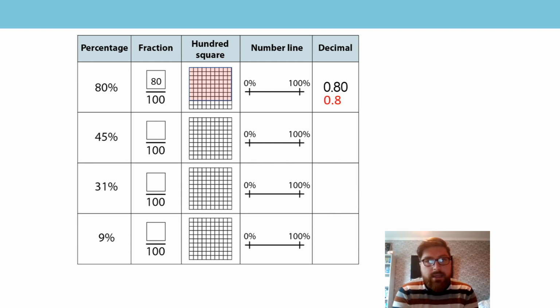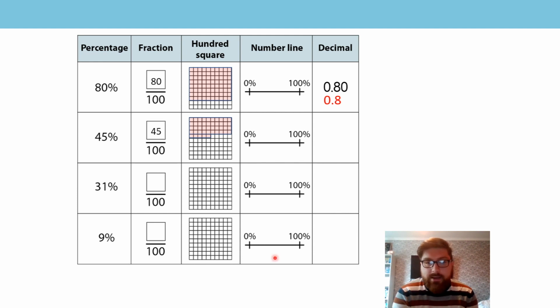Okay, let's have a look at the next one. We've got 45%. What is that going to be as a fraction? Of course, 45 hundredths. And on a 100 square, we are going to have to shade in 45 squares, aren't we? Okay, so I've shaded in 4 rows and then half of another row to make 45.